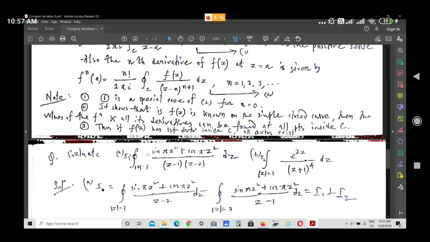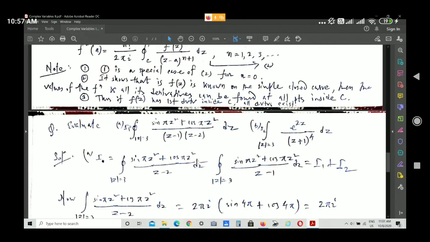The integration is you have to integrate this function, sine pi z square plus cos pi z square divided by z minus 1, z minus 2, dz. Most of these problems you will also find solved in that book. Over this curve C, the curve is given by mod z equal to 3.